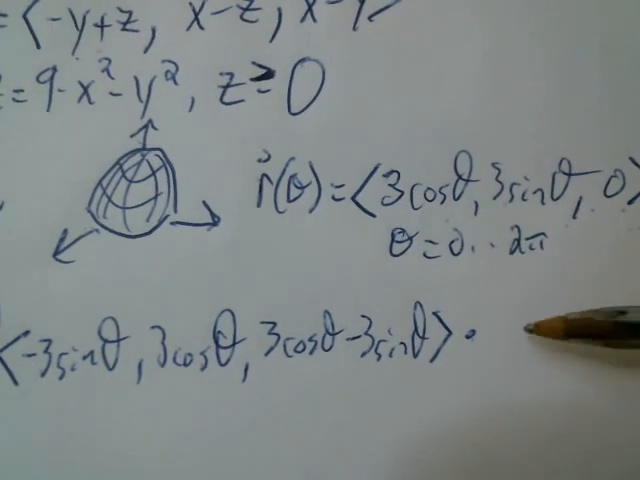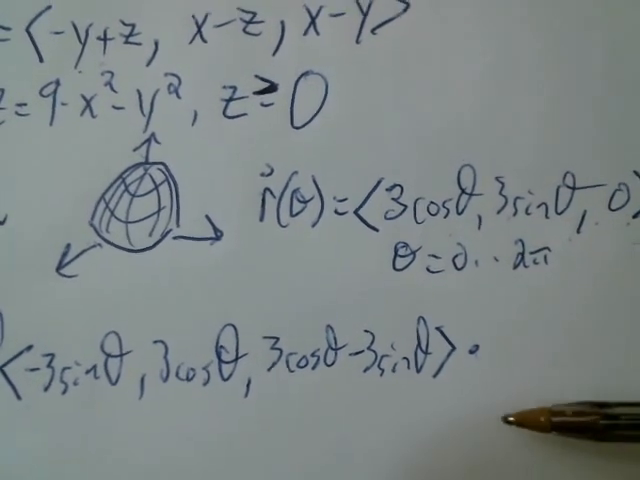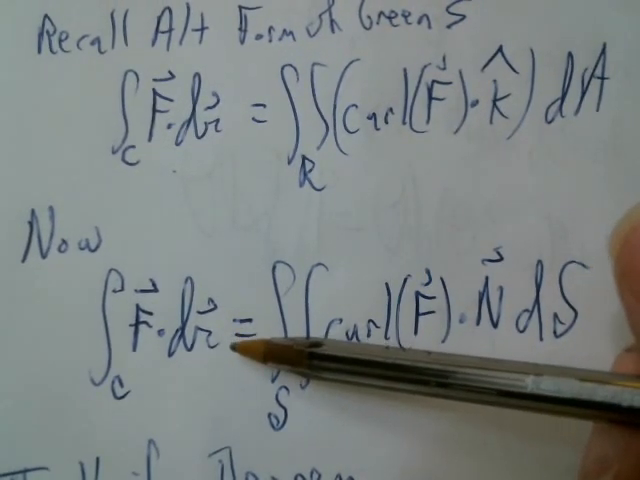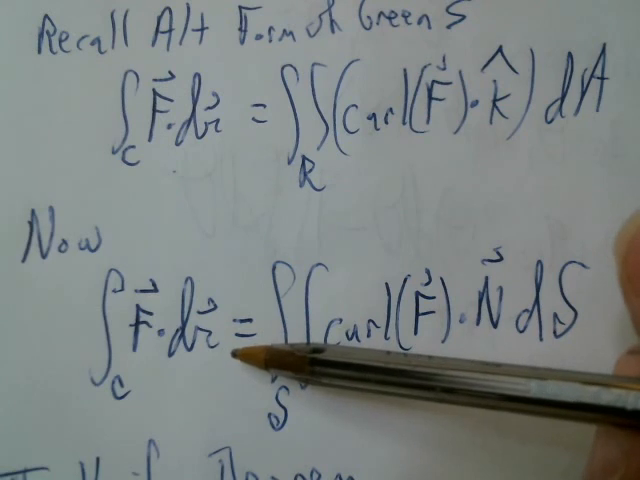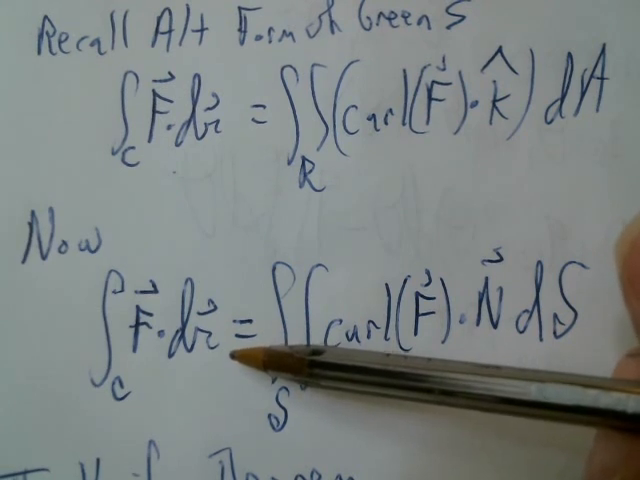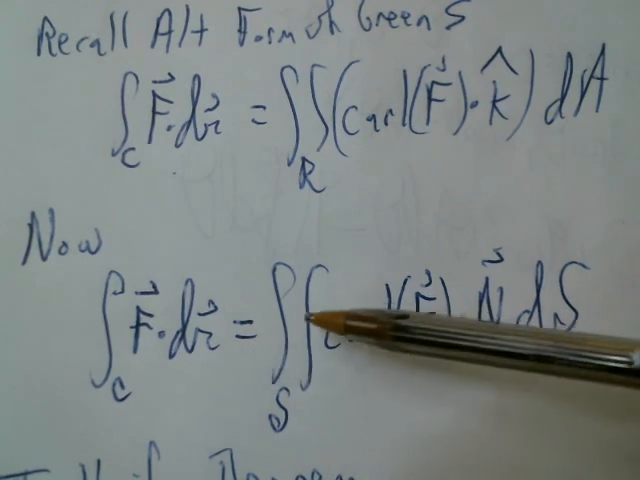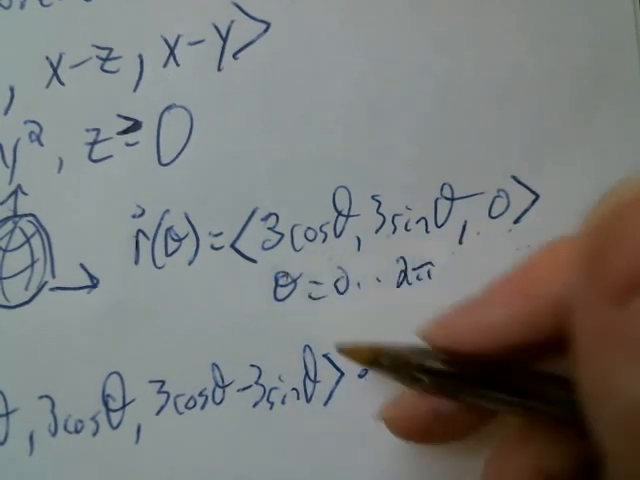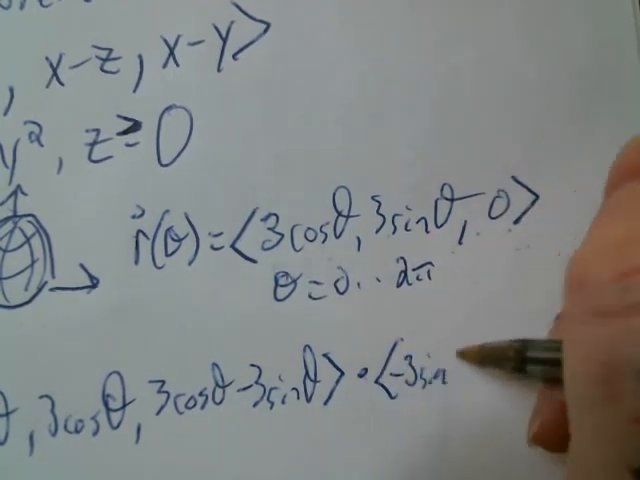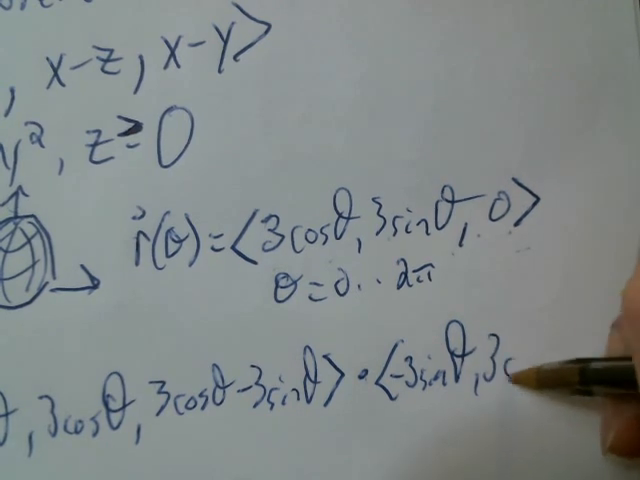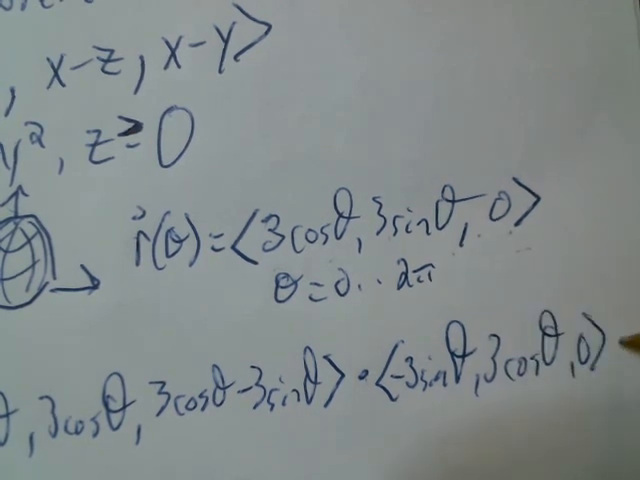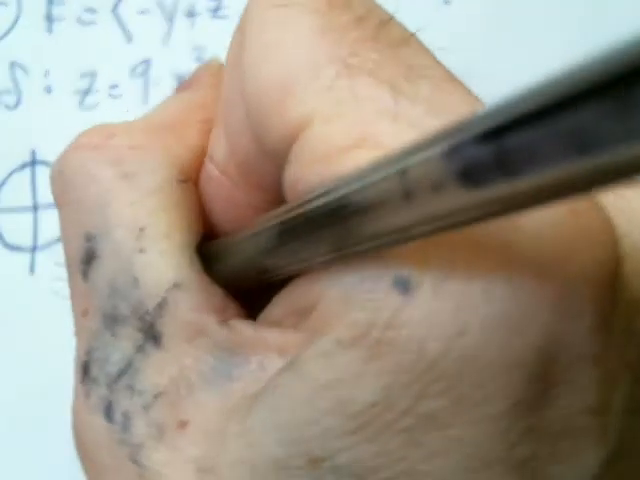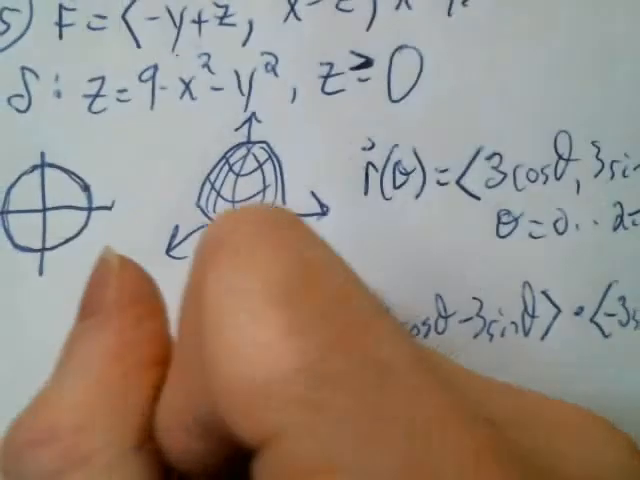And then we want to dot that with, and remember how this works, this dr part we're going to replace with the derivative of r with respect to theta times d theta. So I need the derivative of this part. Take the derivative of the components, and you get negative 3 sine theta, then 3 cosine theta, and then 0, d theta, and we're integrating from 0 to 2 pi to pull off this line integral.